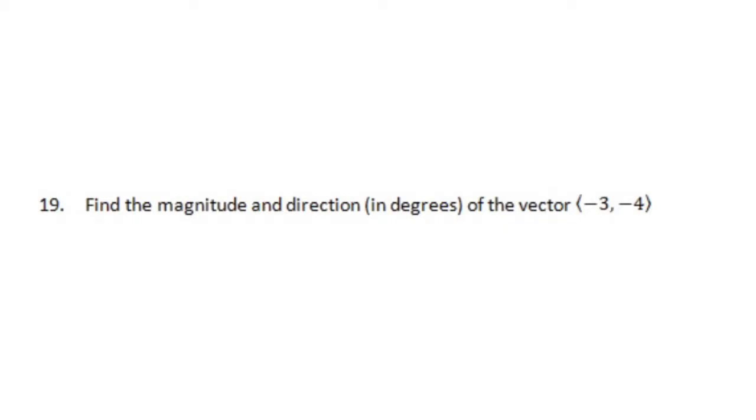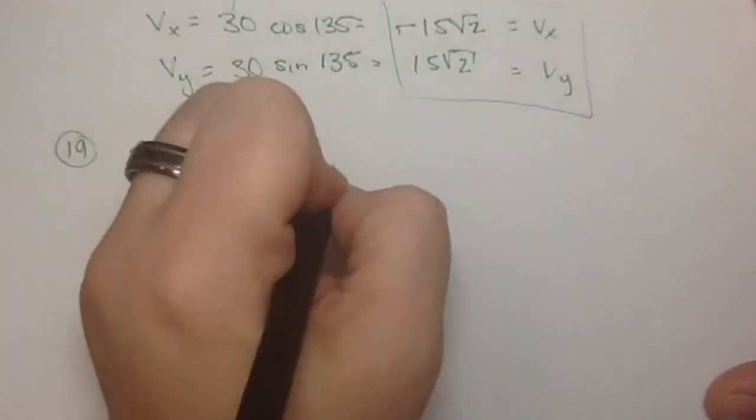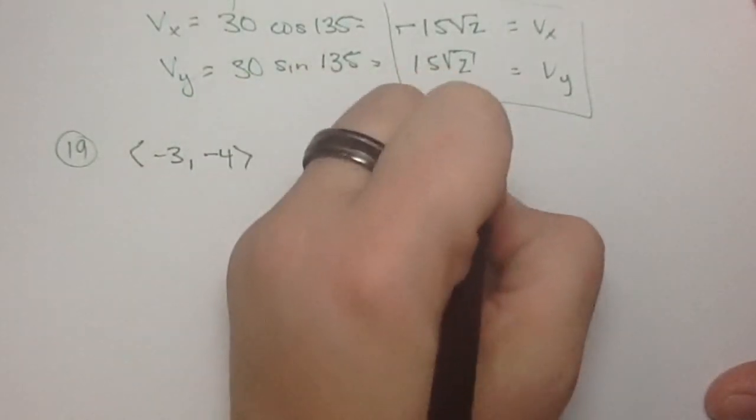And in problem 19, we're going the other way. We're going from components to a length and a direction. So in problem 19, they give us a vector that is negative 3, negative 4, to write in magnitude and direction form.